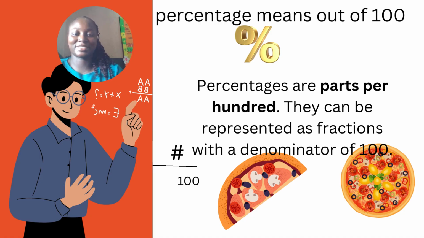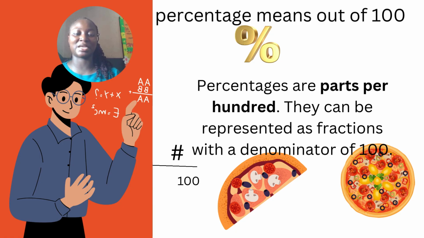Let me ask you this question. Have you ever shared a pizza with your friends? If everyone eats the whole pizza, we say nothing is left, right? That means we ate 100% of the pizza. If we eat only half of the pizza, it means we ate 50% of it. So percentage tells us how much of something we have out of 100.